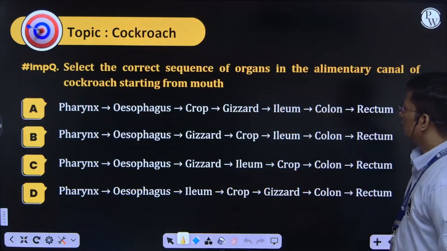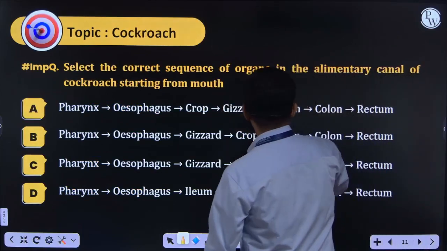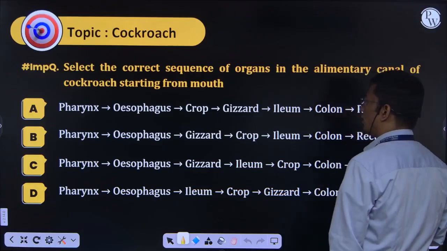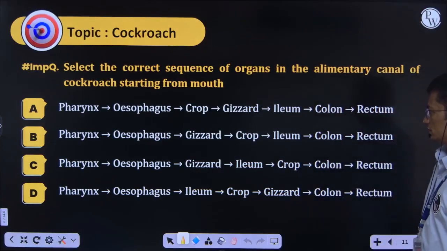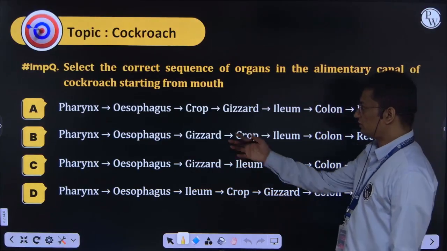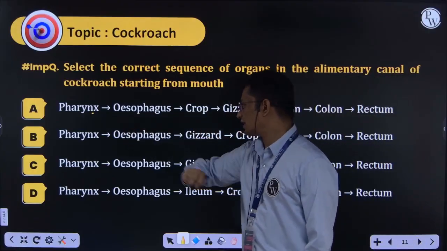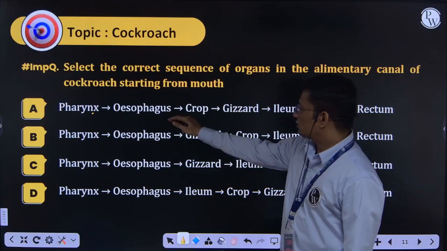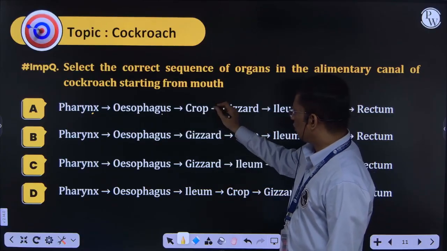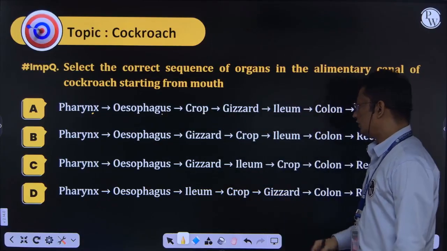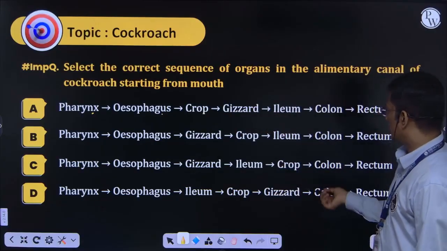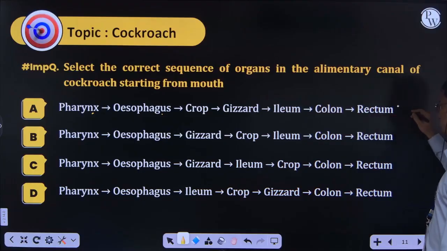Now select the correct sequence of organs in the alimentary canal of cockroach, starting from mouth. After the mouth, cockroach has pharynx, correct. Cockroach has esophagus, that is also correct. Store the food in crop. After that, grinding the food, correct. Ileum, colon, C.